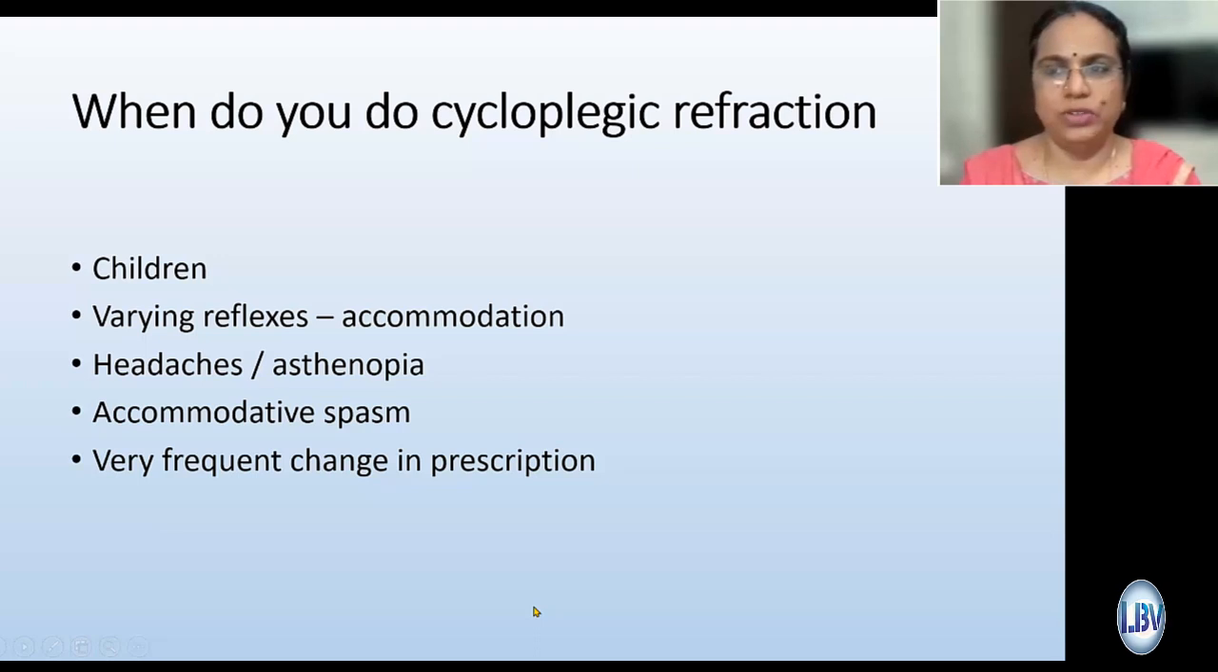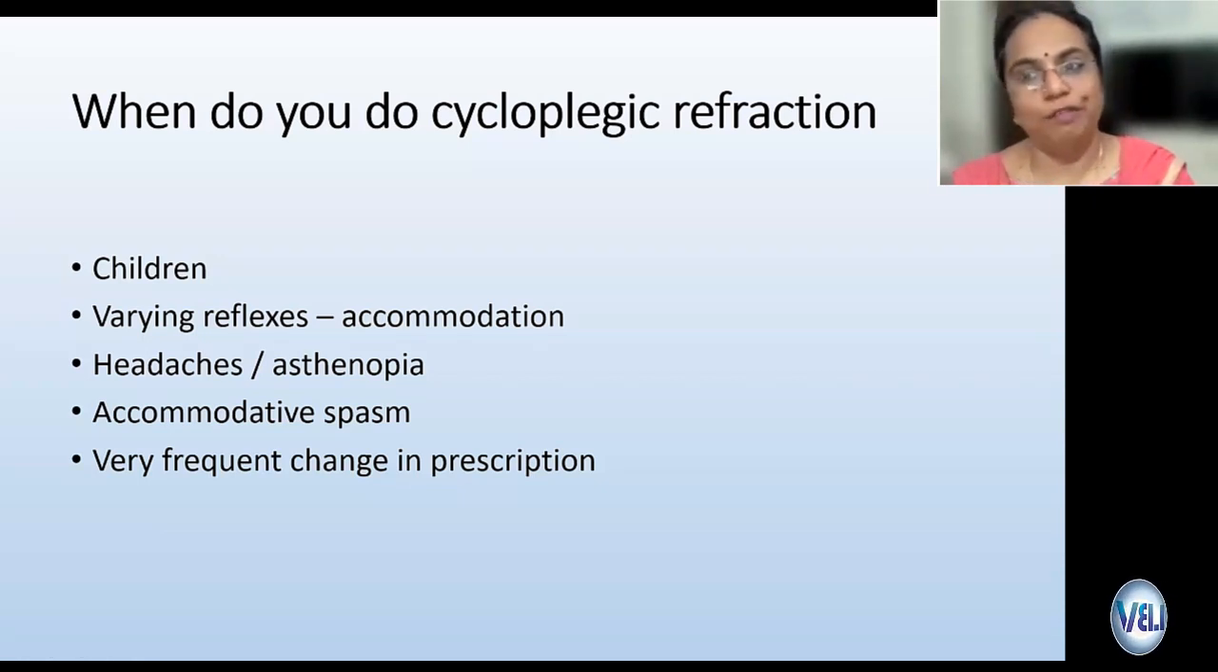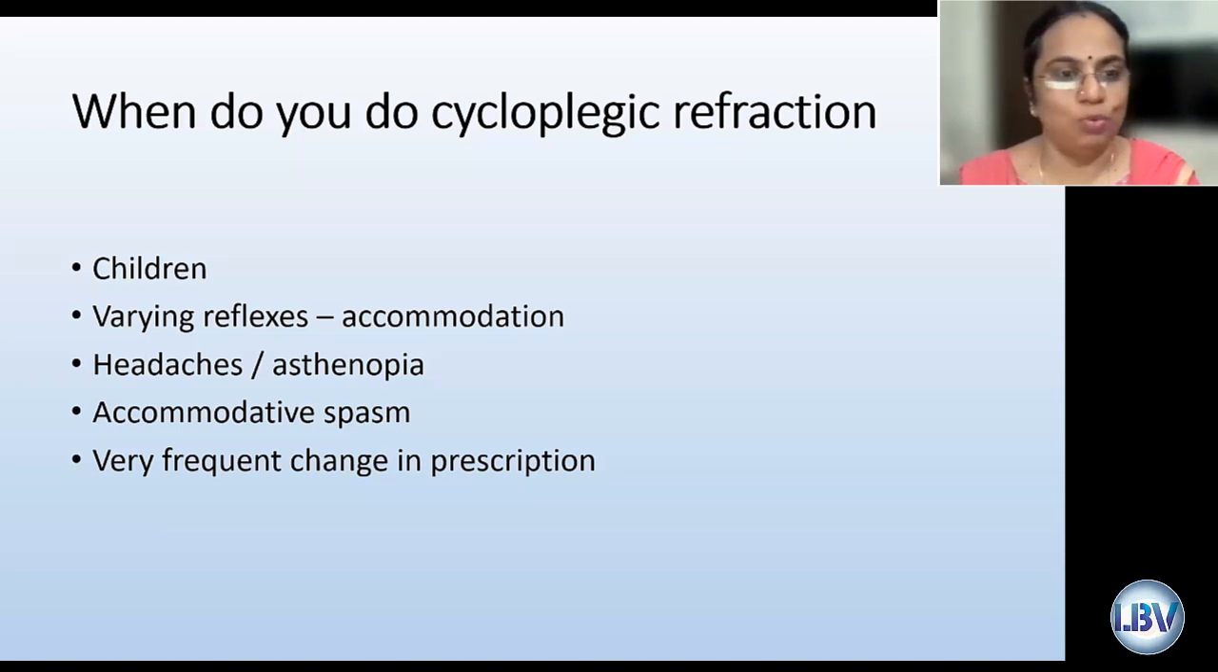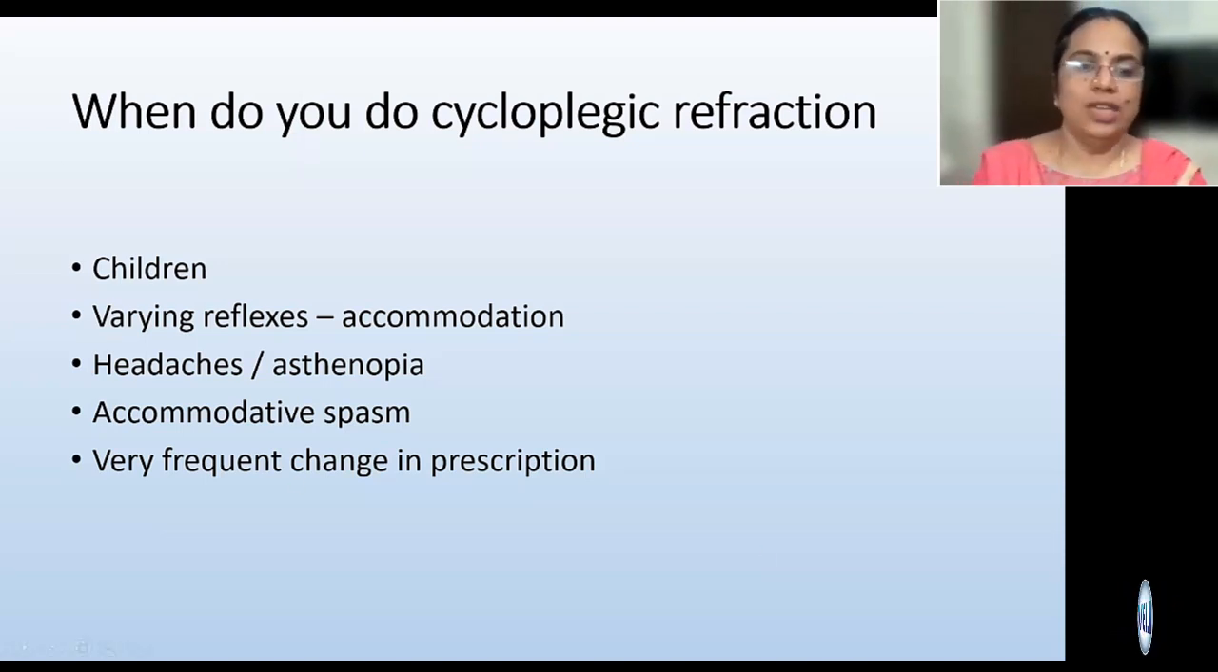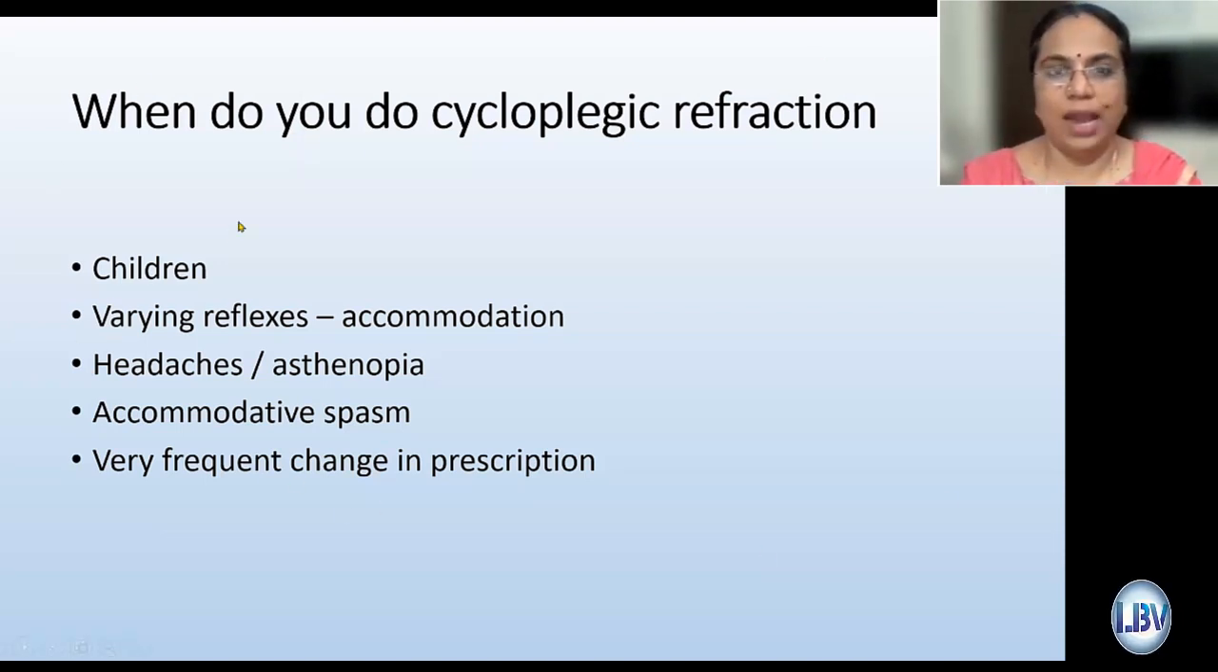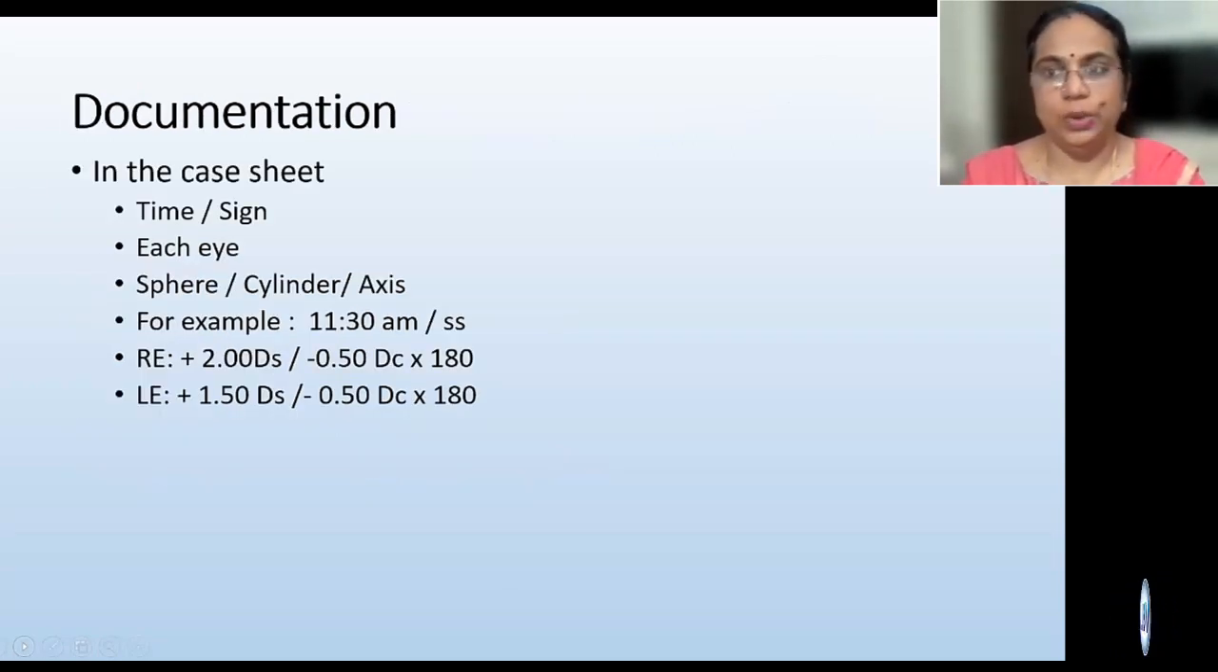You normally do cycloplegic refraction only under the supervision of an ophthalmologist if you are an optometrist. We are asking for in-clinic use rights of at least a few cycloplegic drugs. So hopefully that will also be part of our authorization once we get our registration. So these are the common conditions where you would do cycloplegic refraction. In the case sheet, you have to make sure you time, sign, and you mention each eye, and you mention the sphere, the cylinder, and the axis.